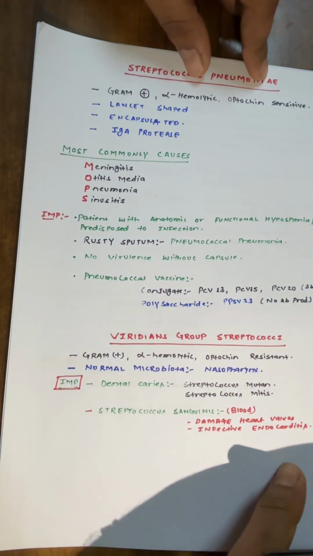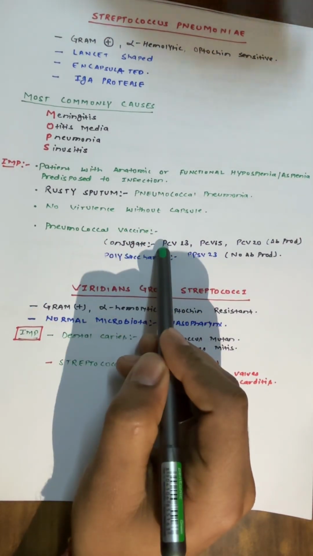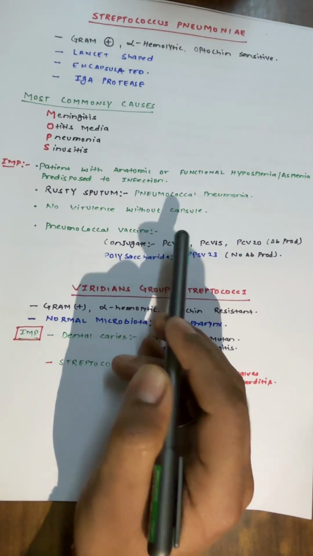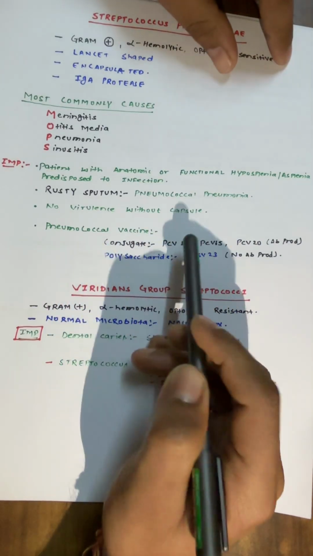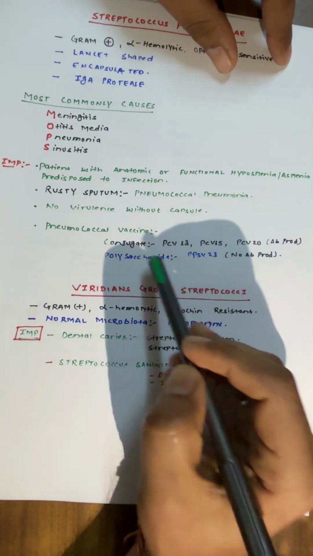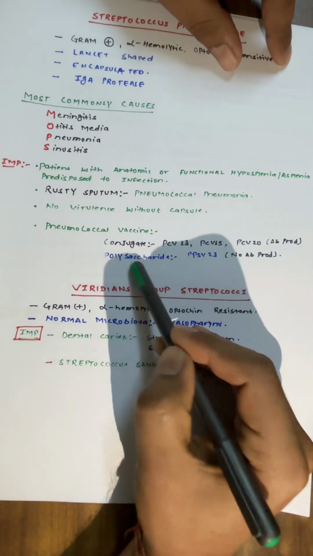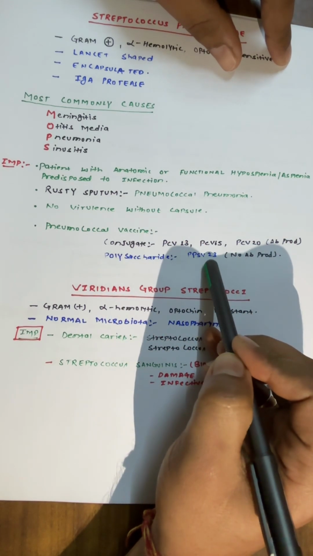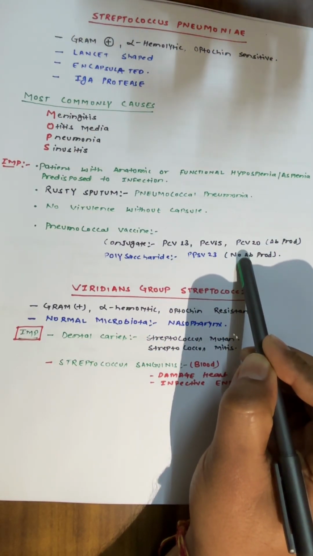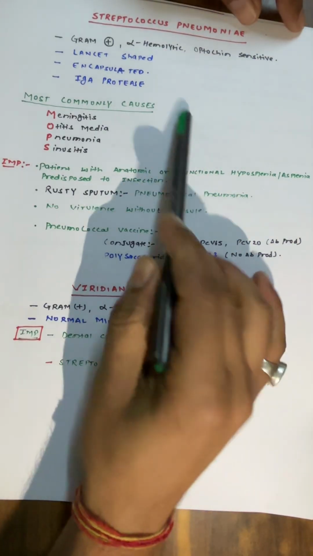Now we'll talk about vaccination. Pneumococcal vaccines come in two types: conjugate and polysaccharide. For the conjugate vaccine, we have PCV13, PCV15, and PCV20, and conjugate means they induce an antibody response. The polysaccharide vaccine is PPSV23, which does not induce a strong antibody memory response. Basically, they do not produce durable antibody. So this is all about Streptococcus pneumoniae.